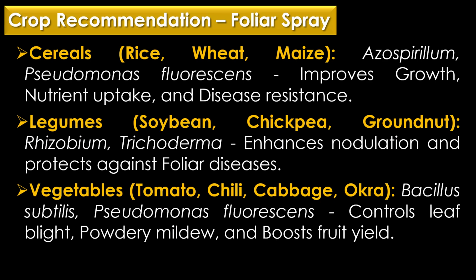Crop recommendation for foliar spray. For cereals like rice, wheat and maize, Azospirillum and Pseudomonas fluorescens improve growth, nutrient uptake and disease resistance. For legumes like soybean, chickpea and groundnut, Rhizobium and Trichoderma enhance nodulation and protect against foliar diseases. For vegetables like tomato, chili, cabbage and okra, Bacillus subtilis and Pseudomonas fluorescens control leaf blight, powdery mildew and boost fruit yield.